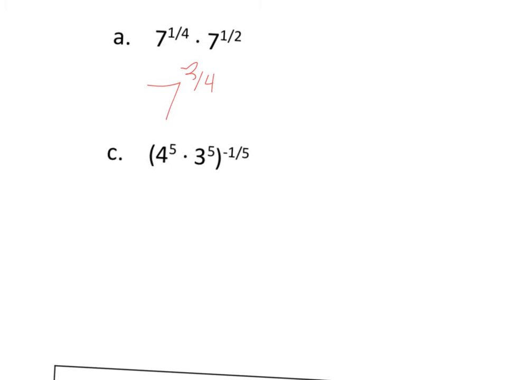Here we're going to distribute that negative 1/5 to both parts, which means we're going to multiply our powers, so that would give us 4 to the negative 1 and 3 to the negative 1. Can't have negatives, so we send them to the basement. So we have 1/4 times 3, which is 1/12.